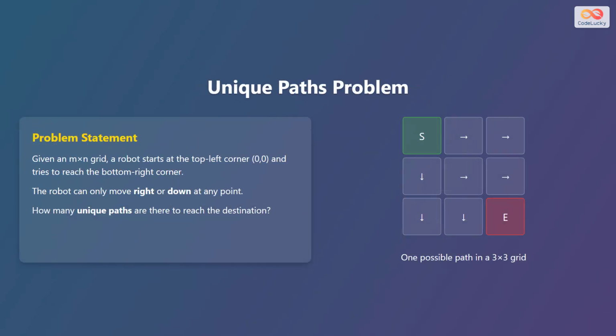Now let's look at a classic problem. The unique paths problem. Given an m by n grid, a robot starts at the top left corner, that is 0, 0, and tries to reach the bottom right corner. The robot can only move right or down at any point. The question is, how many unique paths are there to reach the destination? Here we have an example on a 3 by 3 grid with S indicating the start and E indicating the end. One possible path is shown with arrows.